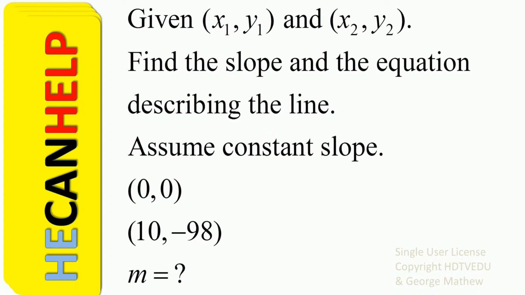Given x1, y1 and x2, y2, find the slope and the equation describing the line. Assume constant slope. Here x1 is equal to 0, y1 is equal to 0, and here is our x2 equal to 10 and y2 equal to negative 98. What is the slope and what is the equation of the line?